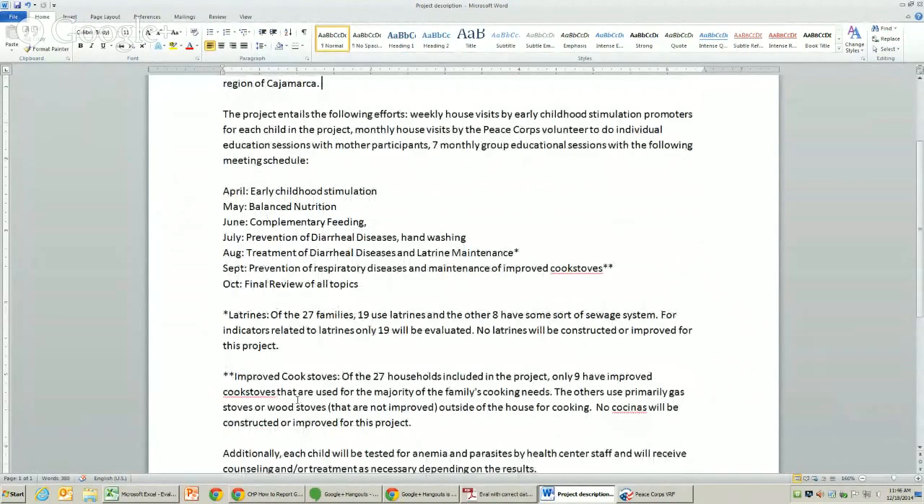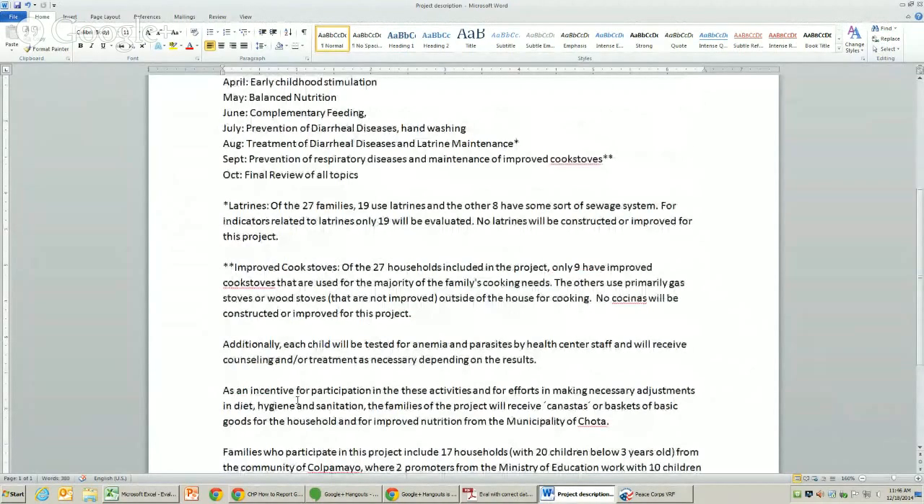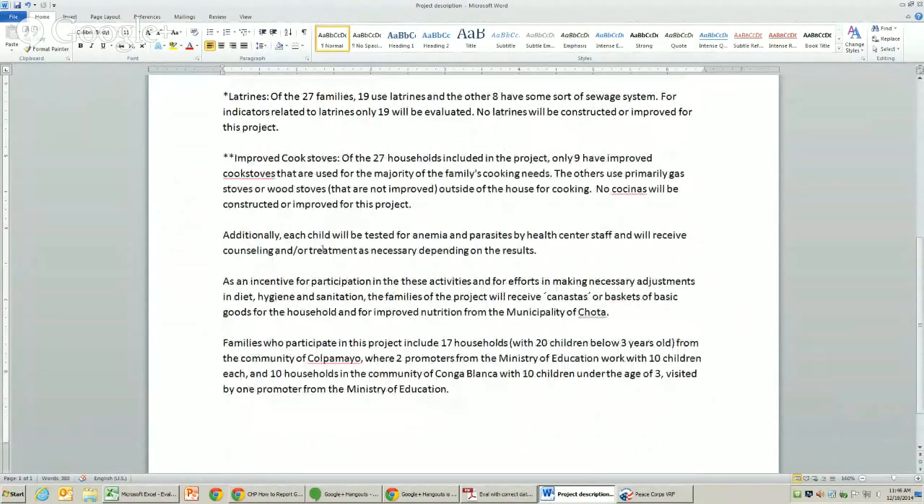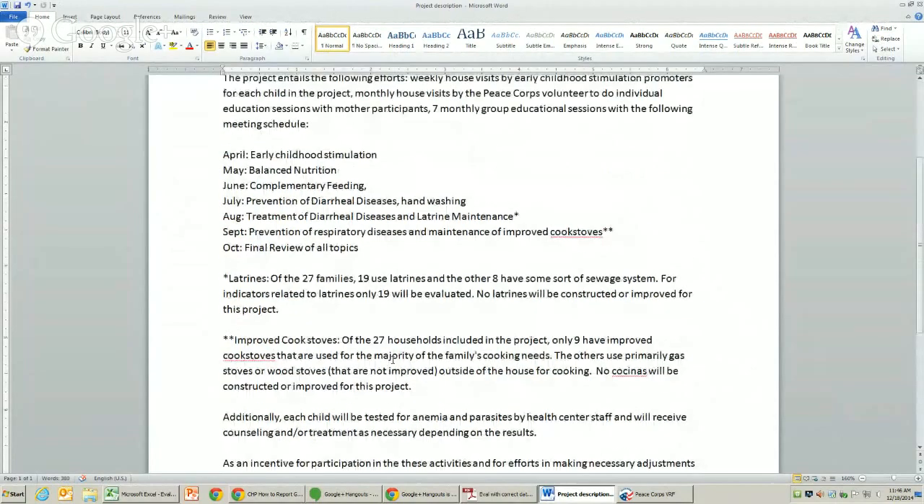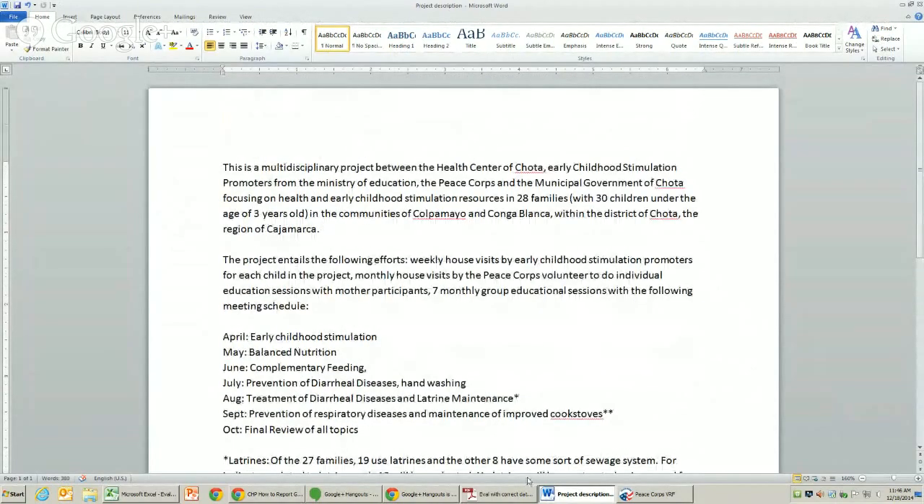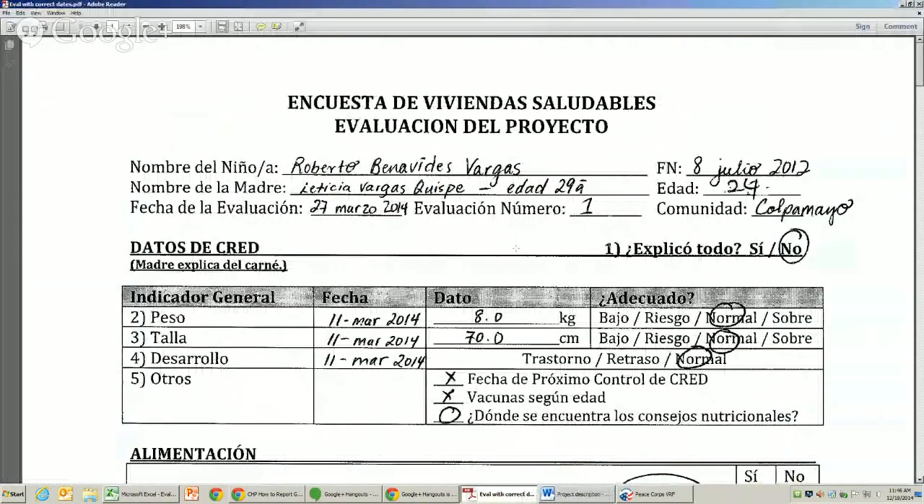Latrines and cook stoves weren't built because other people had access to better things, and children received anemia and parasite testing and some incentives in the form of canastas for their participation. So this is basically what I'm going to copy into the activity description later. Also got here the baseline evaluation for Roberto and Leticia, one of the children and their mom, which we'll be looking at in a second.